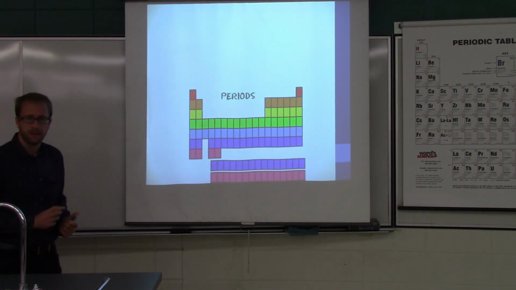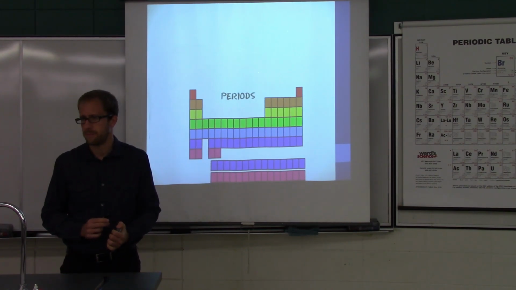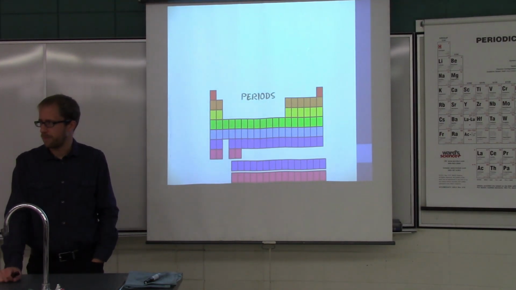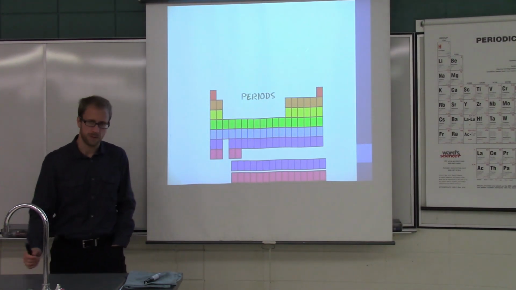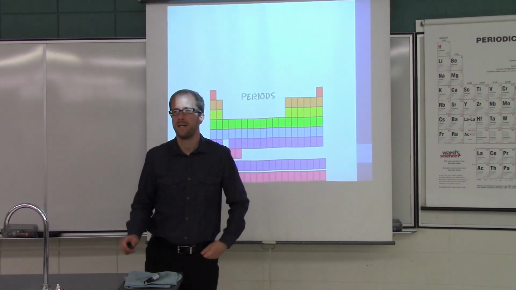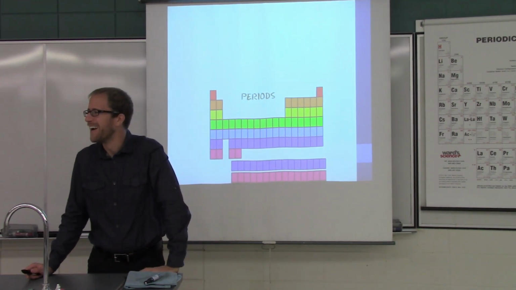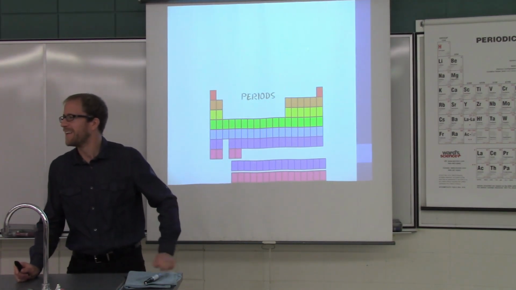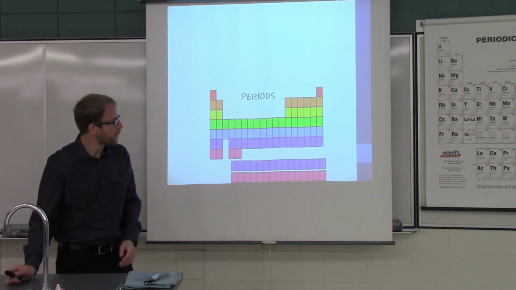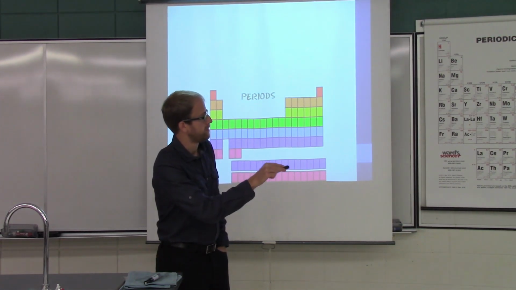What are the periods on your periodic table? Are they the left to rights or the up and downs? Sorry? Is it the left and rights or is it the up and downs? It's not the up and downs. It's the left and rights, right? So your periods are going to be the left to rights.